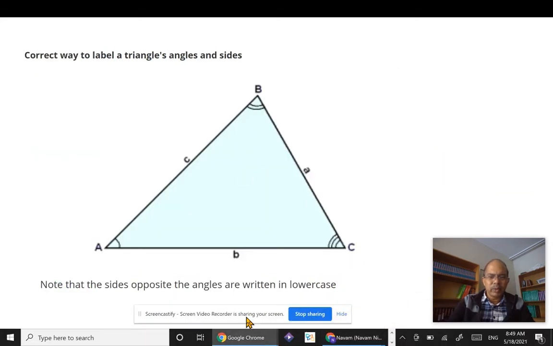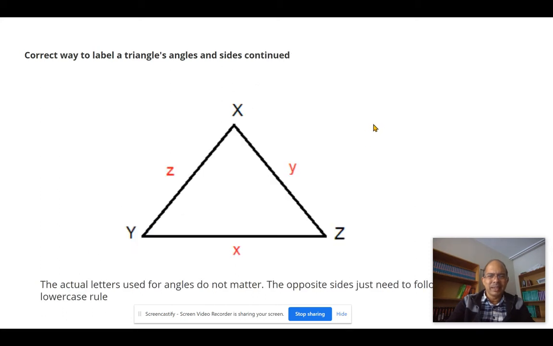Let's look at the correct way to label a triangle's sides and angles. So when you have any triangle ABC, then remember the opposite sides are the lowercase letters of the angles. It does not matter which letters you choose. You could choose X, Y, Z. Just remember that the opposite sides are the lowercase letters of the angles.